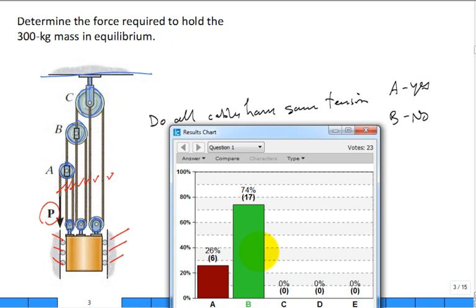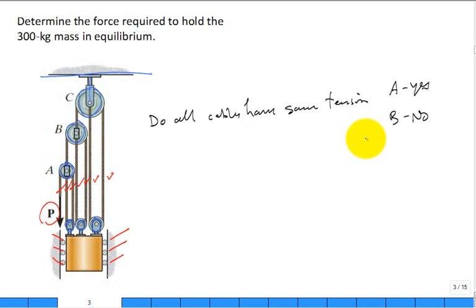Who would like to volunteer and in their own words say why they made that observation, that not all the cables have the same tension? Go ahead. They're not all the same cable. And so when you start a problem like this, what you need to do is look at each cable. And I like to take maybe a different colored pen, and I like to find a place where a cable starts.